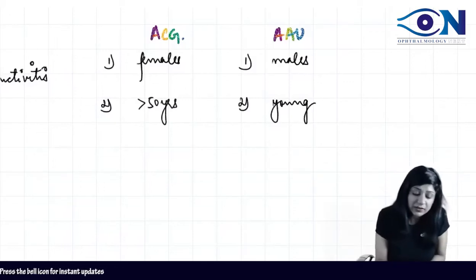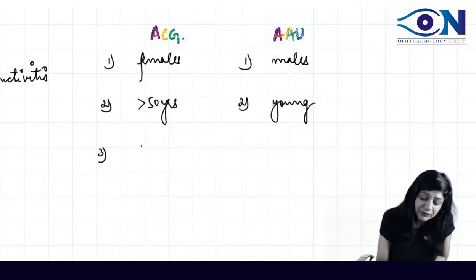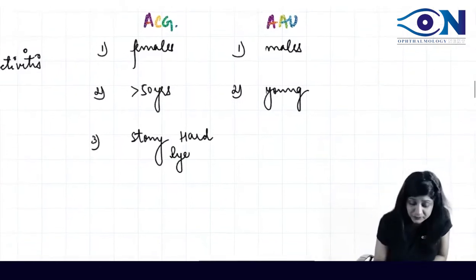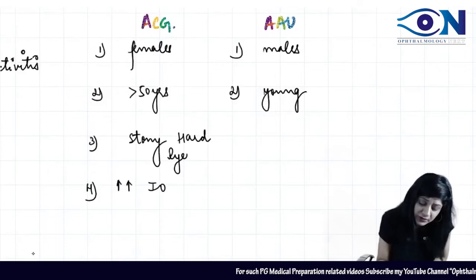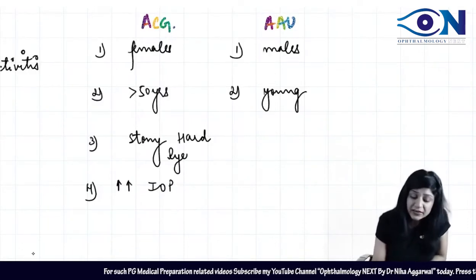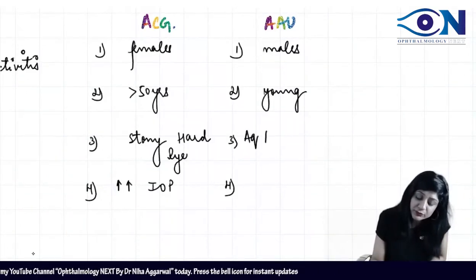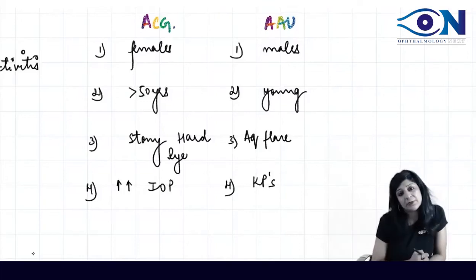Then number 3, if you are having glaucoma, you will have the stony hard eye, because you know IOP is very, very high. And you will have the very high intraocular pressure. While if I am having uveitis, I will have the aqueous flare, that is the earliest sign. I will have the keratic precipitates.